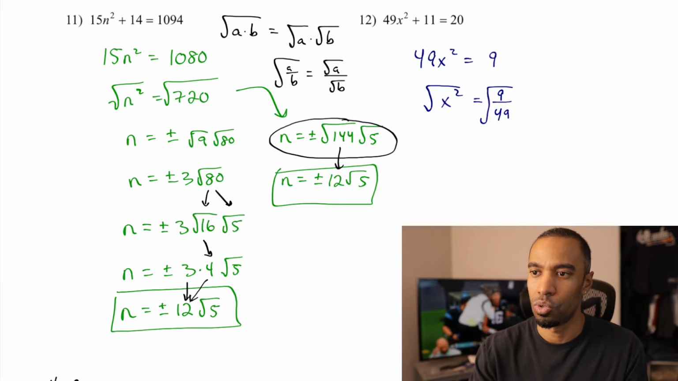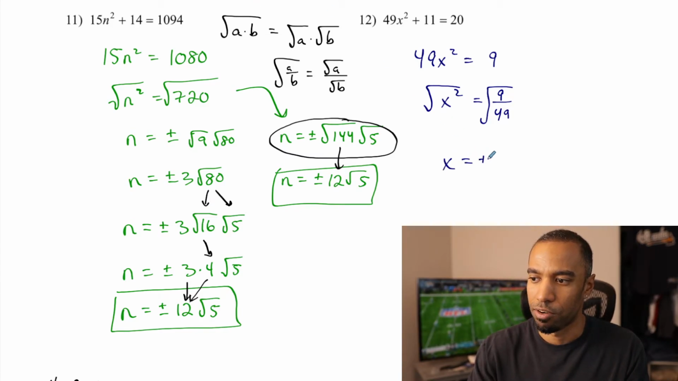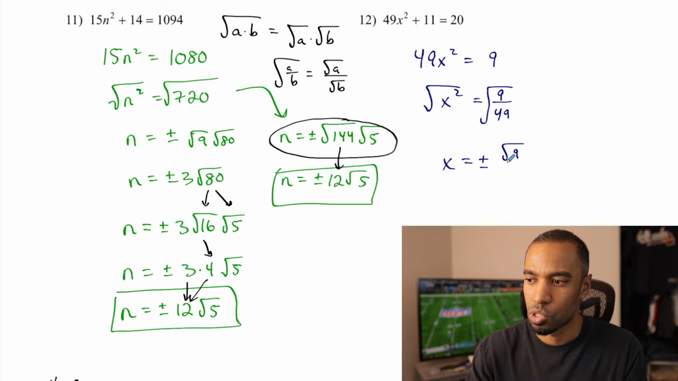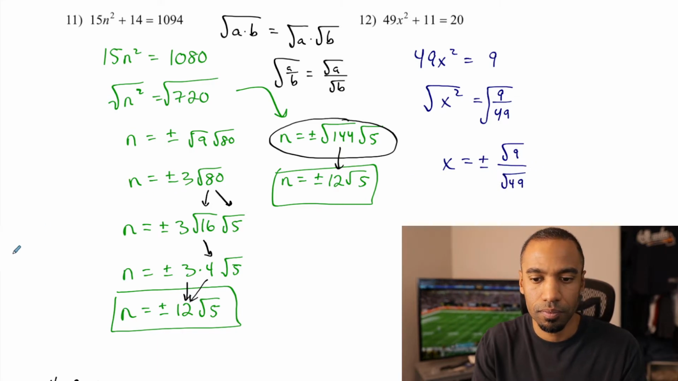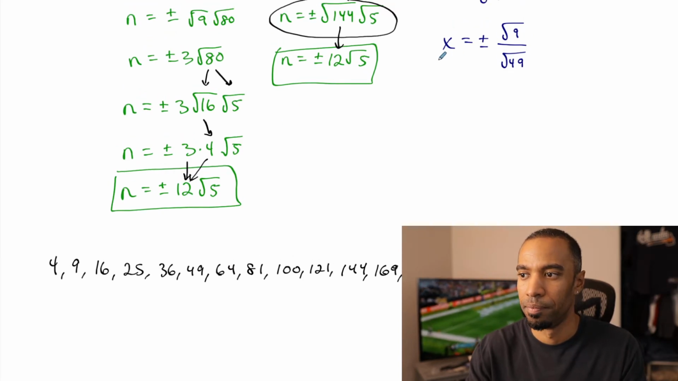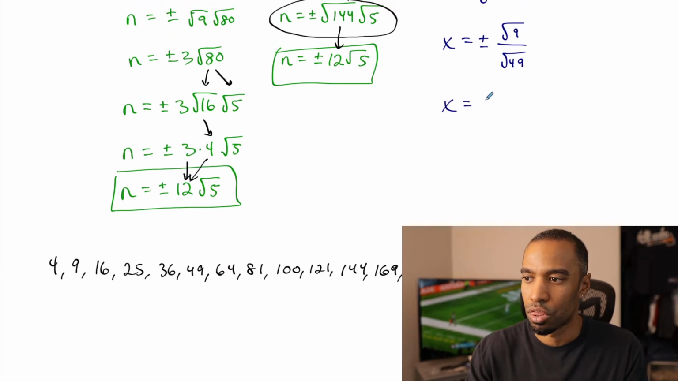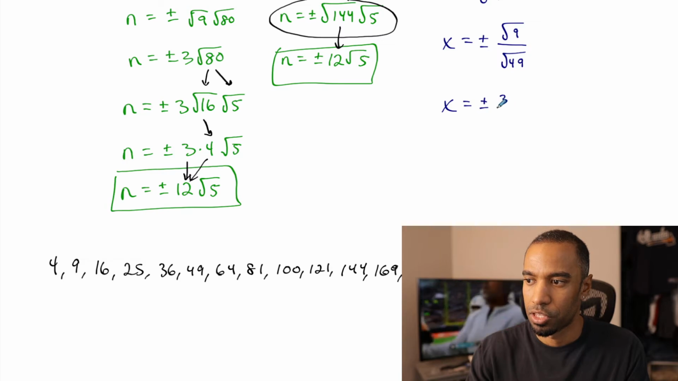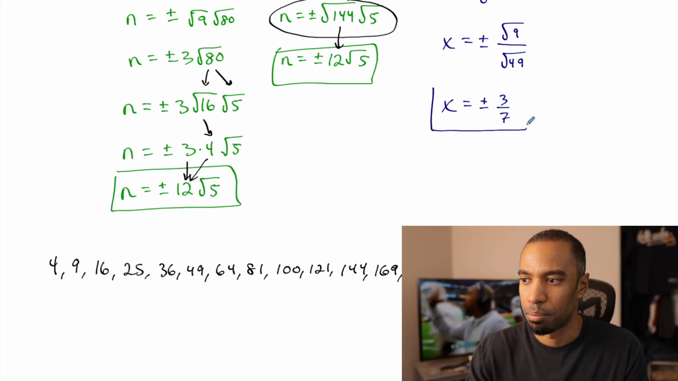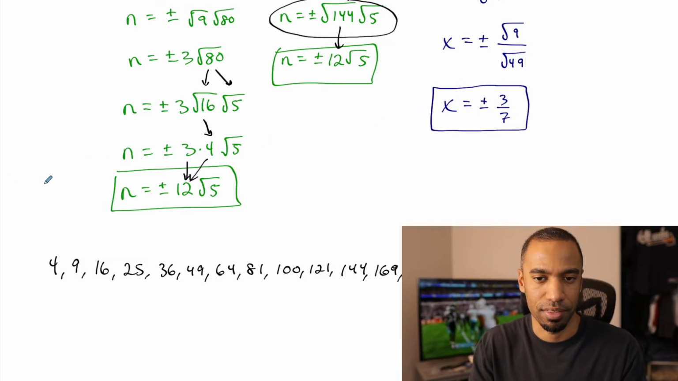So basically what I'm doing in this case, guys, is first of all, I have a plus or minus, but I'm taking the square root of 9, and I'm taking the square root of 49 right there. So that's what's going on in that problem there. So the square root of 9 is 3, and the square root of 49 is 7, and you get plus or minus 3/7 there.